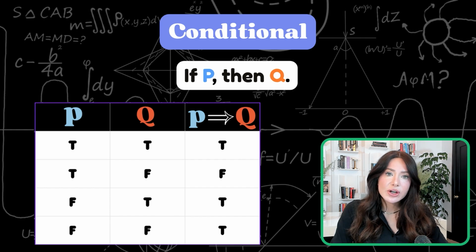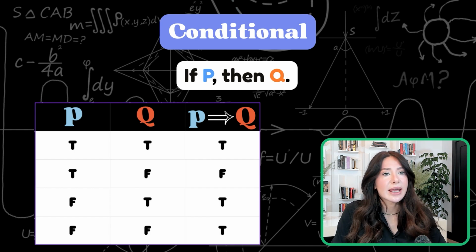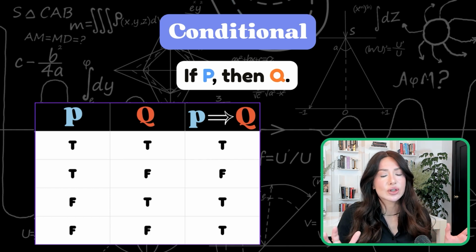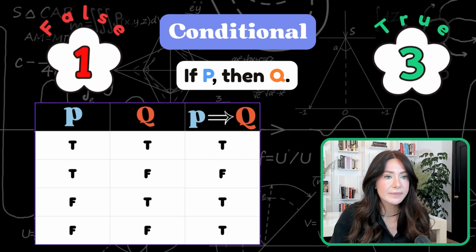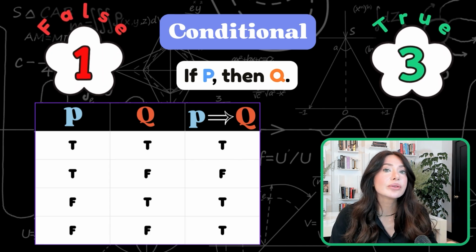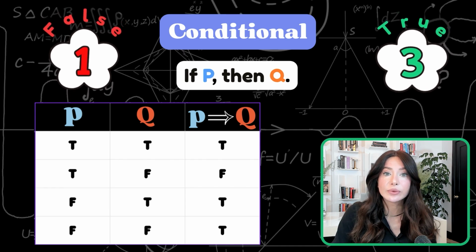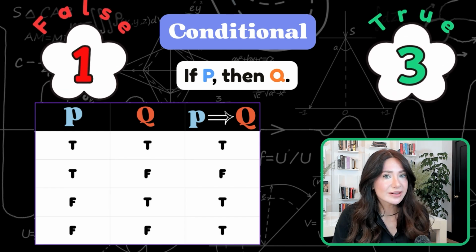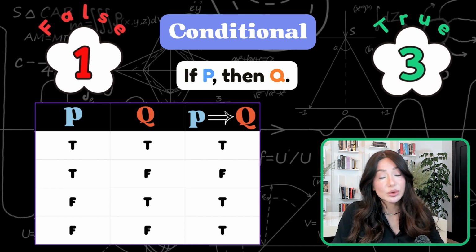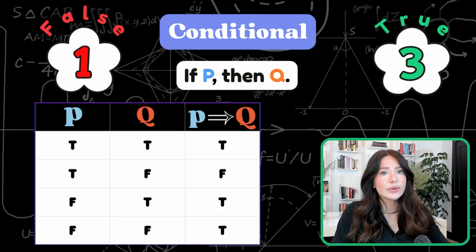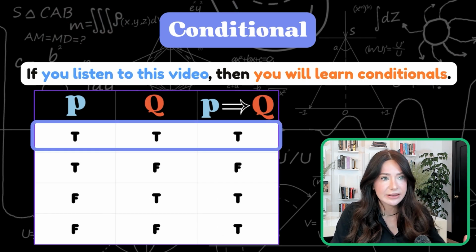You can screenshot this truth table for conditionals and keep it, because every single conditional statement will have this exact truth table, always, okay? And notice that it is true 3 times out of 4, it's false only once. So a conditional statement is not as demanding as others you've seen. It's true most of the time, right? So let's go through the truth table line by line and use this example.